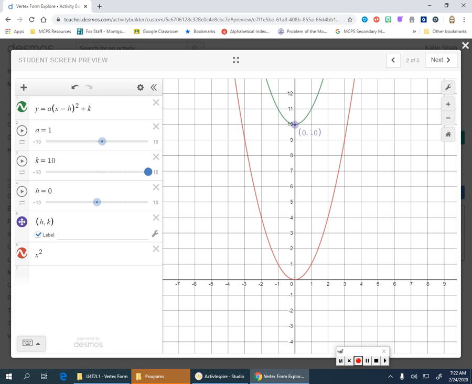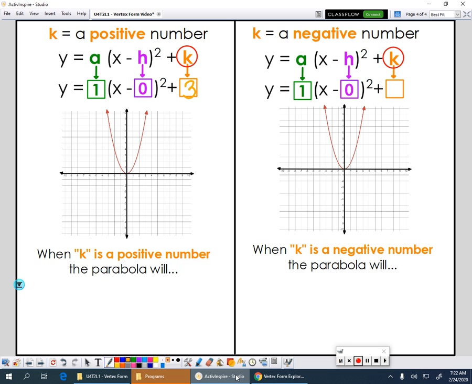A lot of kids will say that this parabola is getting smaller. It's not that it's getting smaller. What's happening is it's moving up on our graph. Okay, there it is. If you notice, my vertex has moved 3 places up that y-axis. Okay, so when k is positive, the vertex moves upwards. Same parabola, just moved up.